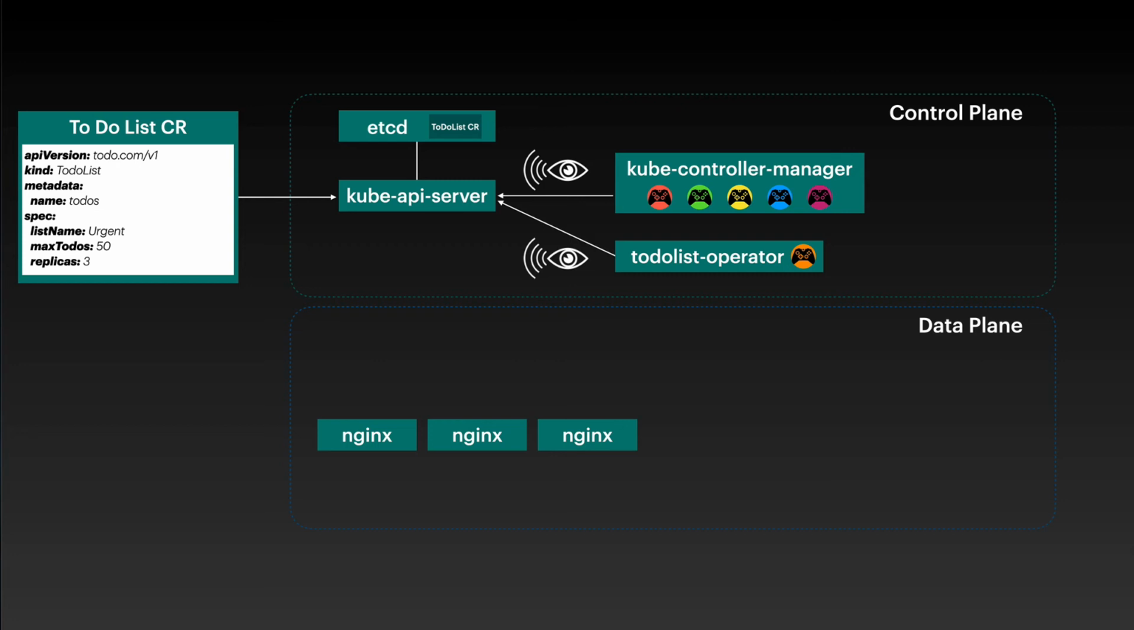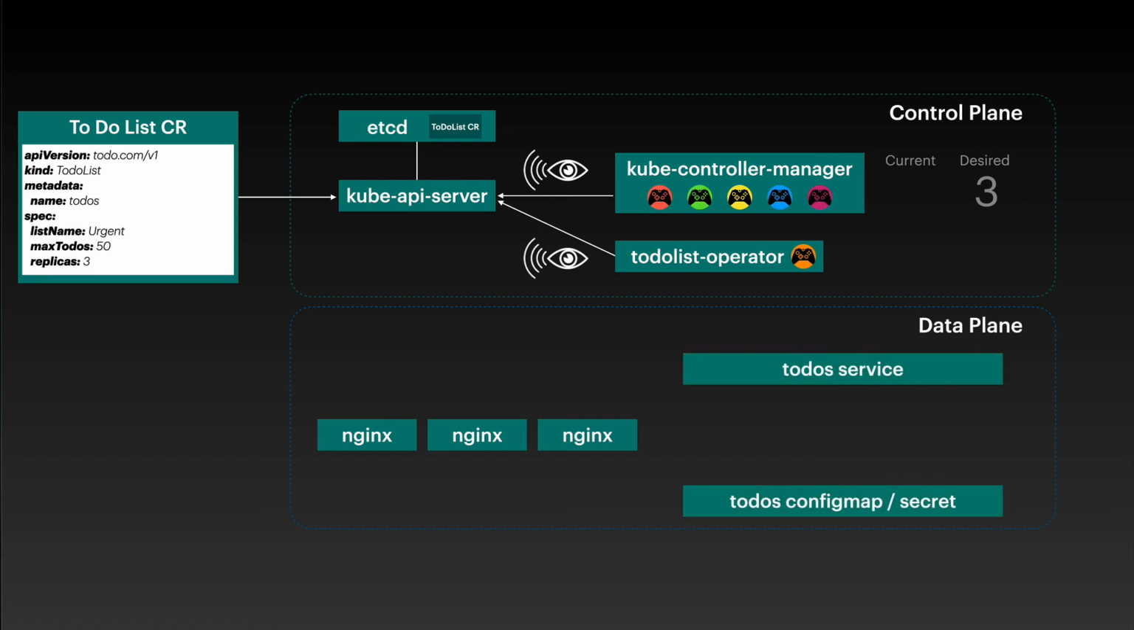Any controllers with a watch on the to-do list resource are then notified. In this case, that's the to-do list operator. The operator retrieves a copy of the desired state, which again is defined by the custom resource YAML, and then the current state of the cluster, and as expected, has the smarts built in to go about bringing the current state in line with the desired. The operator creates the necessary resources like deployments, services, config maps, secrets, and so on, and potentially other custom resources too.